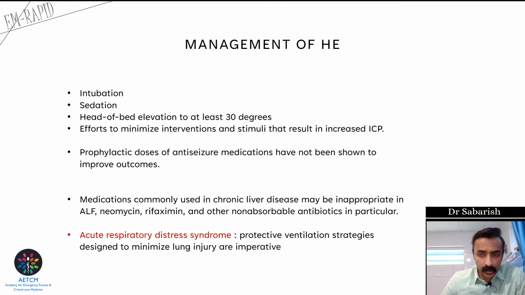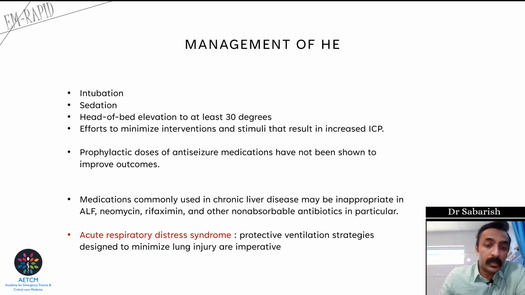If the patient is very comatose and not able to protect his own airway, intubation might be needed. If the patient is delirious, sedation might be needed, and the usual methods of head end elevation at 30 degrees and minimizing interventions which could raise ICP apply. Prophylactic use of anti-seizure medications is not proven to be of much use, and medications commonly used in CLD, like neomycin, rifaximin, or other non-absorbable antibiotics, may not be very helpful in ALF. We use them for ACLF, but there is not much proven benefit in ALF.